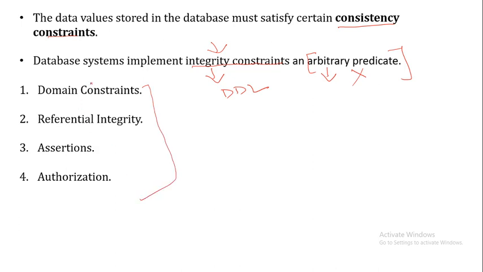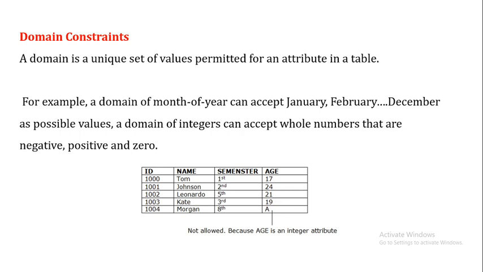That is domain constraints, referential integrity constraints, assertions, and authorization. We'll explain one by one: domain constraints, referential integrity, assertions, and authorization. What exactly is a domain constraint? First of all, let us note what a domain is. A domain is a unique set of values permitted for an attribute in a table.